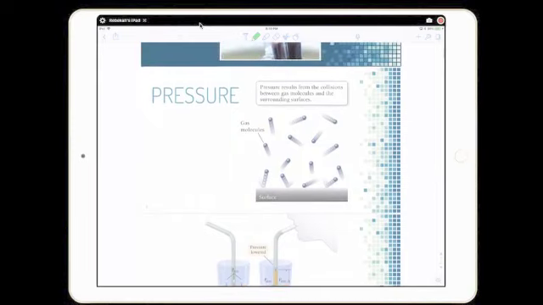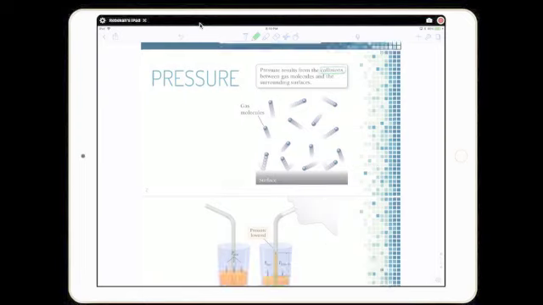Pressure is really just the hitting of gas particles along the surface of a container that's containing those gas particles. That's really it. It's just based on collisions. That's the main thing, and the surfaces that the particles are colliding with.